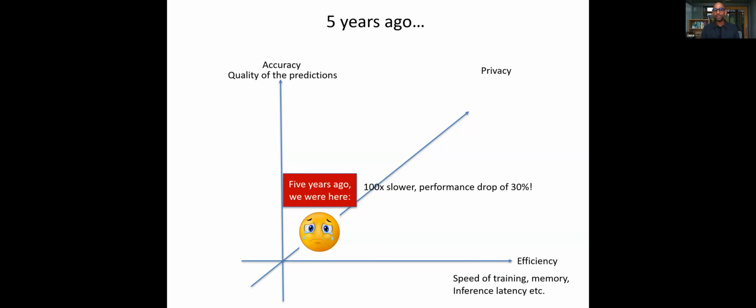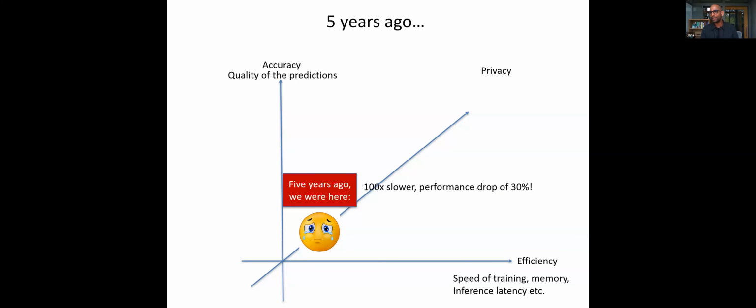And five years ago, the story was not that great, actually. I started working in this field about five years ago, and when I trained my first model, it was about 100 times slower, and the performance drop, even on some simple datasets like CIFAR-10, which is kind of assumed to be solved in the non-private world, was about 30%. So these kinds of models you would not be able to deploy in any scenario.